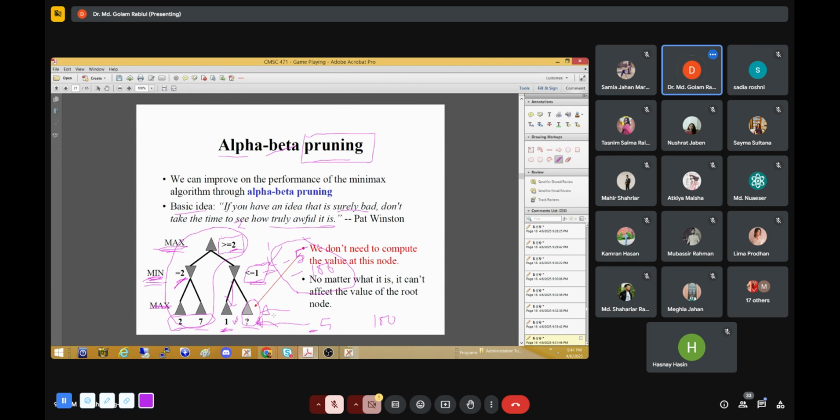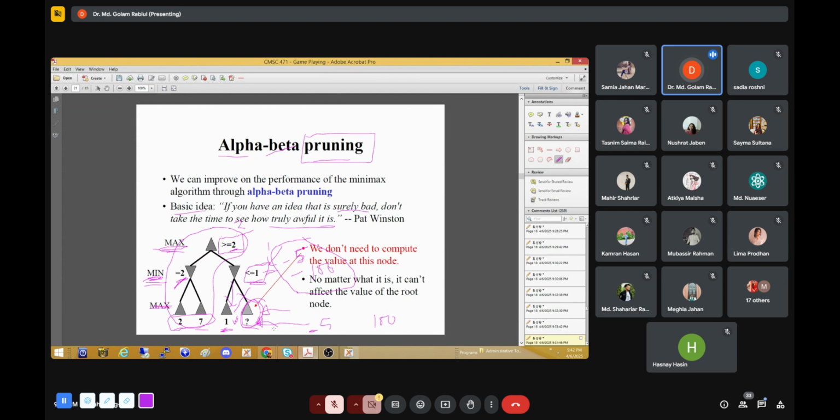So it means no need to explore this part. Without exploring this, we can see that we can determine the max value here. So that's why we need to prune it. That means we need to just cut off this part of the tree exploration.